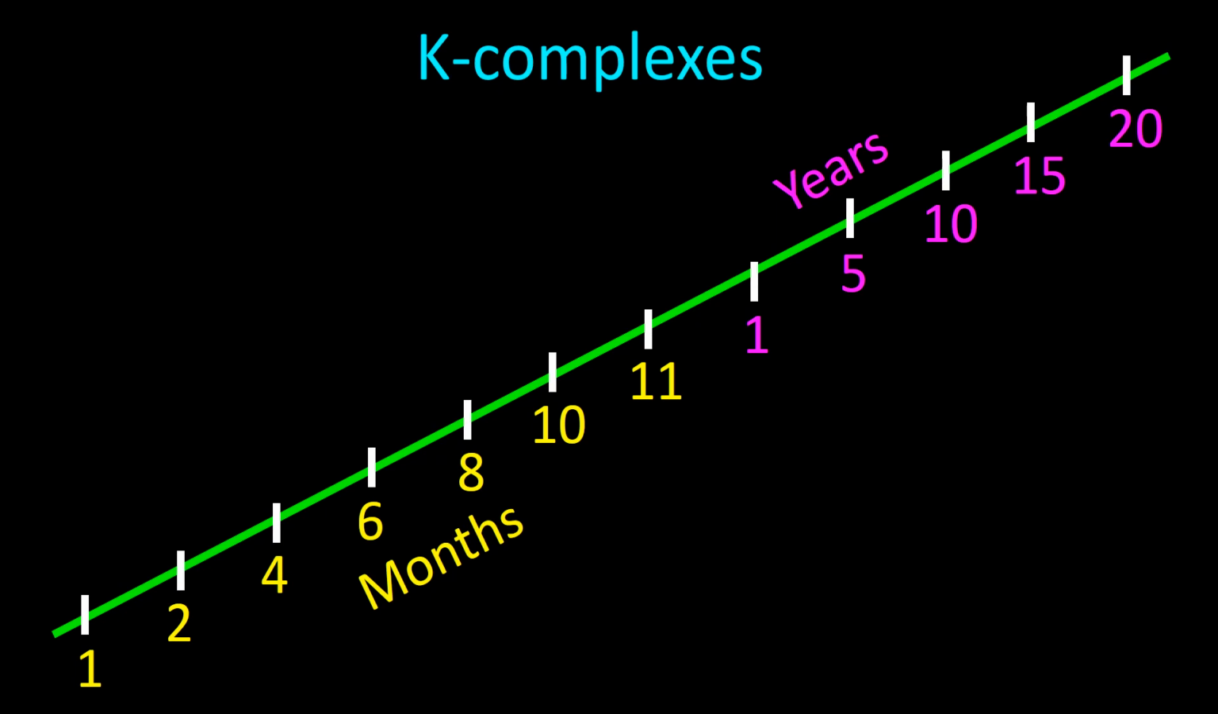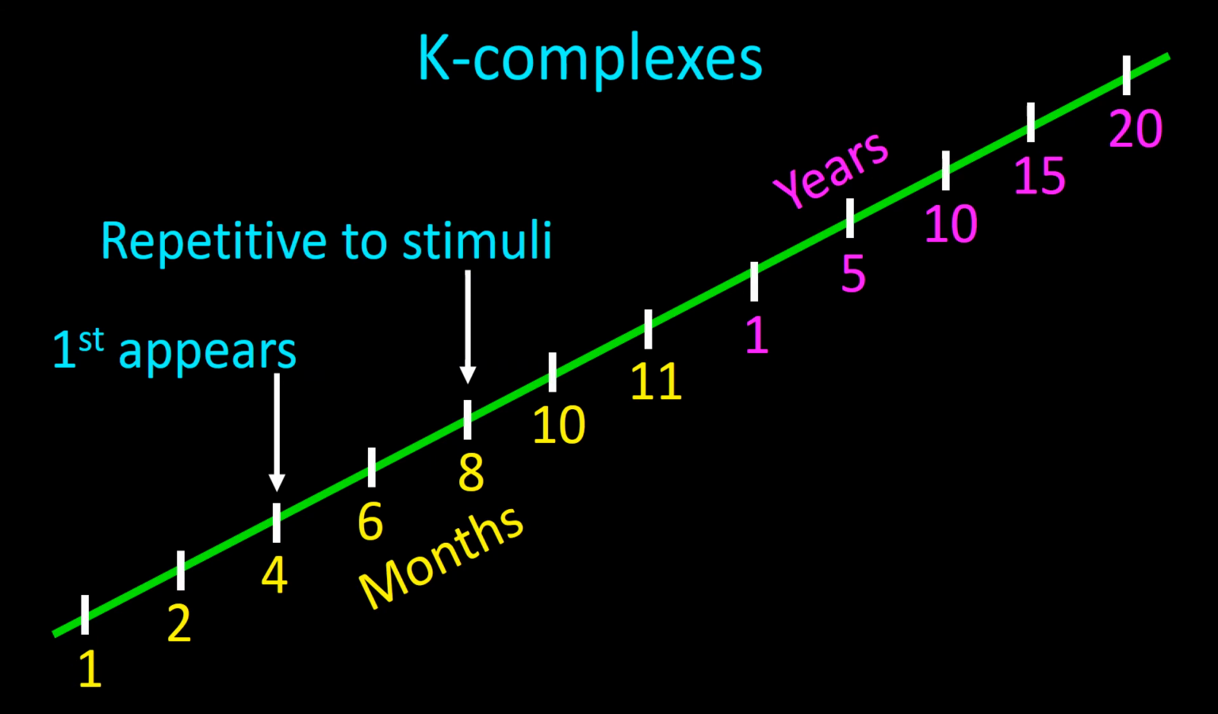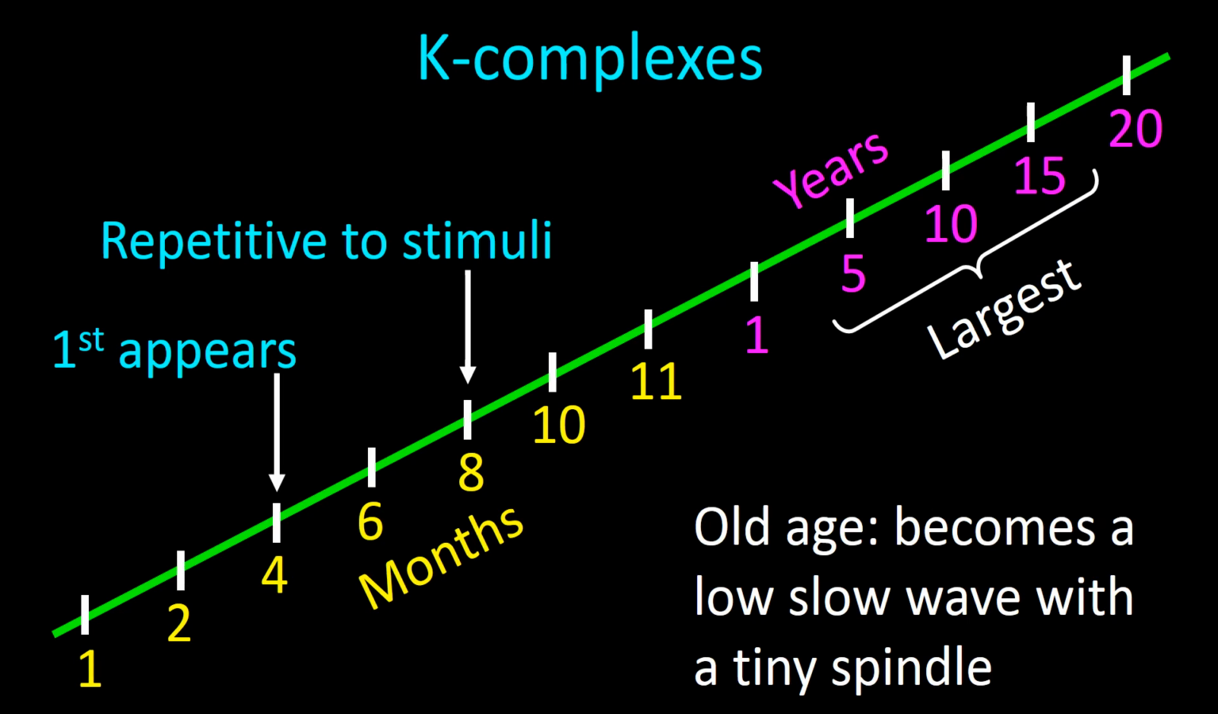The other obligatory graphoelement, perhaps not as obligatory as spindles, is the K-complex. As I previously stated, I consider the presence of K-complex or spindle, one of the two of them, as obligatory graphoelements only in cases where the EEG is run until evidence of a stage 3 is present in the recording. K-complexes first appear at 4 months of age. Rudimentary K-complexes may appear before that. K-complexes may become repetitive following a stimulus by about 8 months of age. They are largest between 5 and 15 years, and then they become lower amplitude and slower as time goes by.